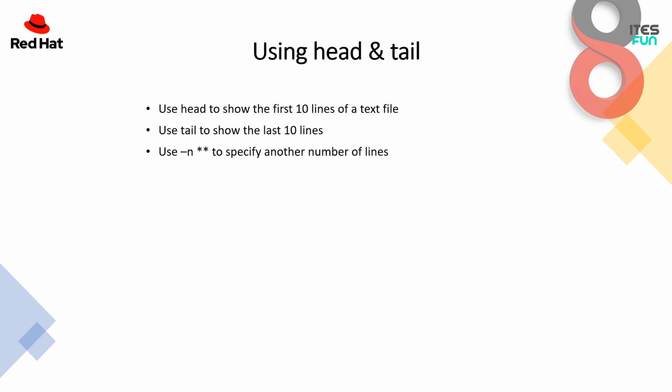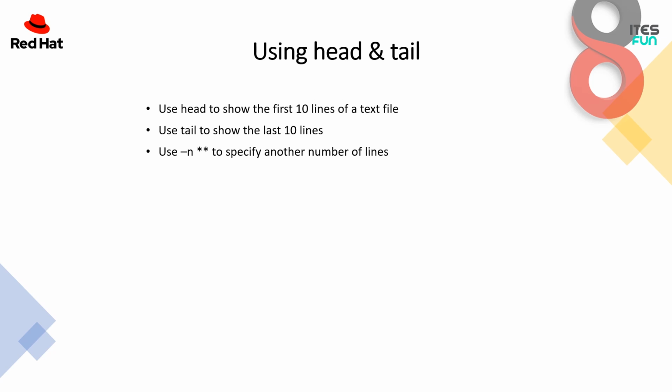The next utilities we need to talk about are head and tail. Head and tail are very simple utilities. The head command shows the first lines of a text file. If we run the head command, it will show the first 10 lines of a text file by default. Also, if we use tail, it will show the last 10 lines of the text file by default.